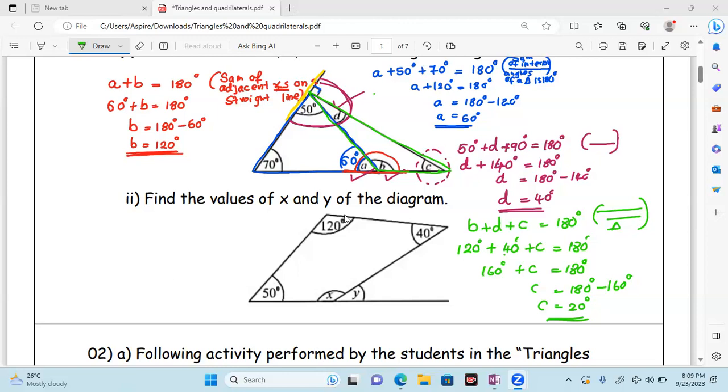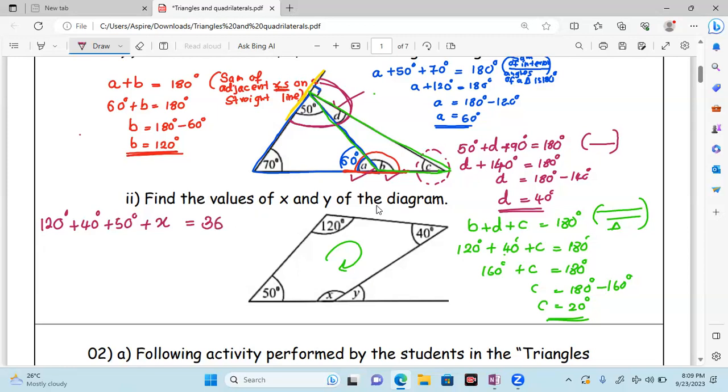Okay, here, to find x, you can see it is a quadrilateral, no? So we can write the relationship that we have learned related to the sum of the interior angles of a quadrilateral. Then we can write 120 add 40 add 50 add x. The sum of the 4 interior angles of a quadrilateral is equal to 360.